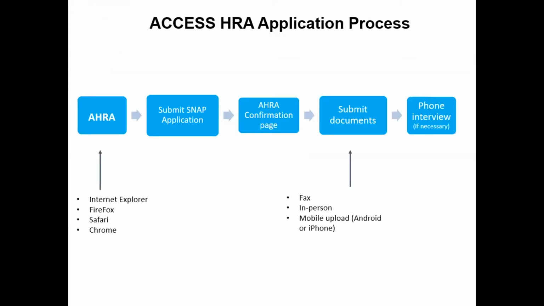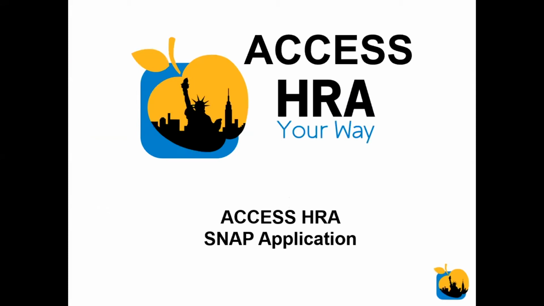So basically, this is how the SNAP application through Access HRA will go. It's like a workflow. First, we're going to complete and submit the SNAP application. Then we're going to receive a confirmation page. The second step would be to submit the documents, and the final step would be the phone interview. So now I'm going to take you to the Access HRA homepage, where we're going to start the SNAP application.